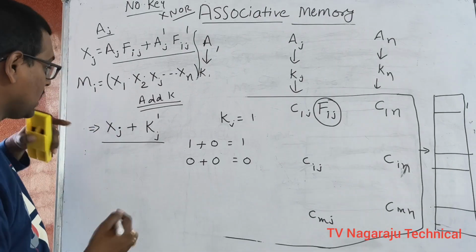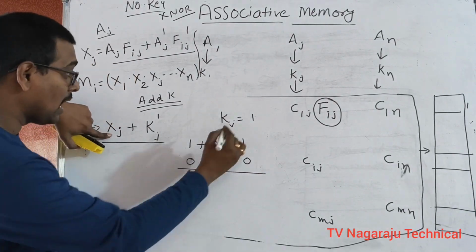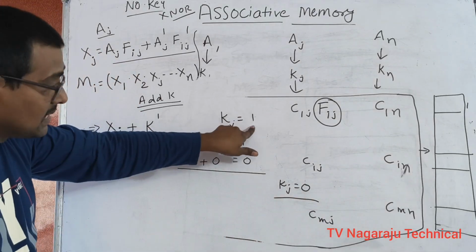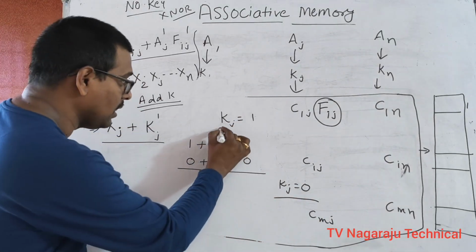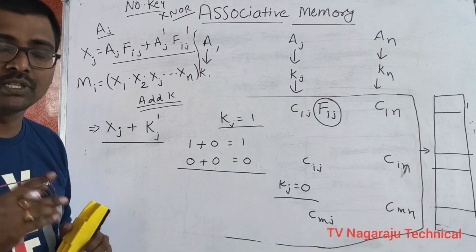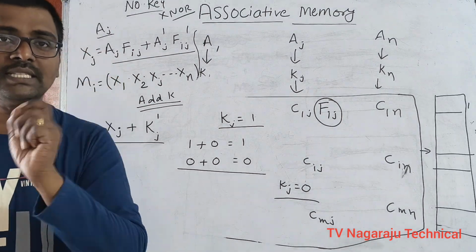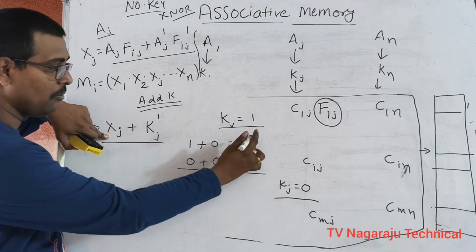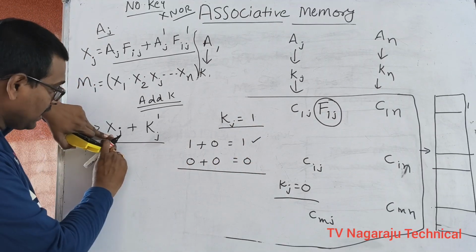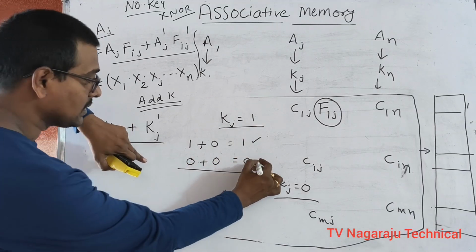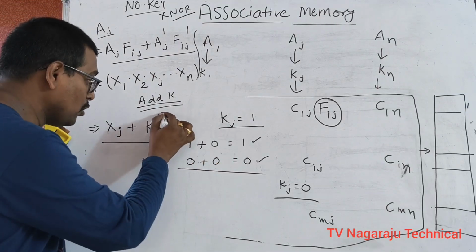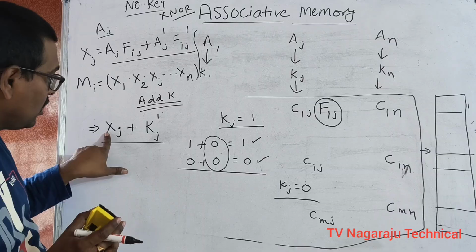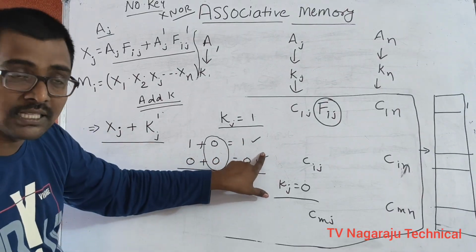Now, I understand the second scenario. Assume kj value is equal to 0. In this case, if you understand carefully, if I take kj value is equal to 1, then only we do the search operation. So, if my result is equal to 1, obviously the answer is equal to 1. If my result is equal to 0, the answer is 0. That is, if you are adding kj complement, whatever the original value we are getting, we get the same value.